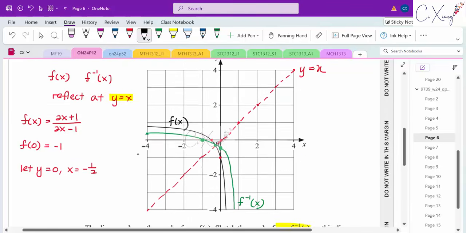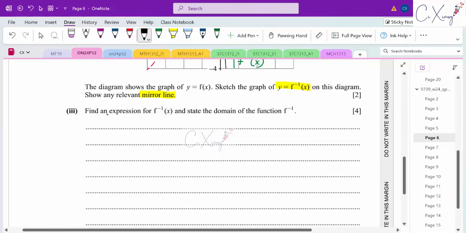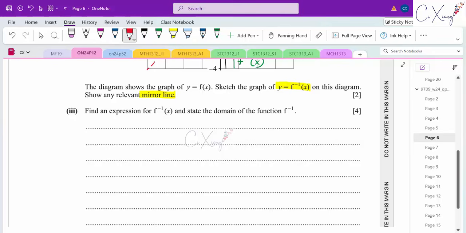This is part number 2. Let's continue to part number 3. They want us to express an expression for f inverse and state the domain of the function f inverse. Okay, so usually if I want to find the f inverse, I will start by letting y equal to the original function f(x).